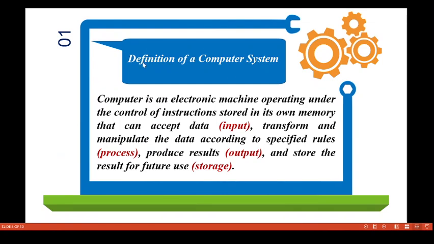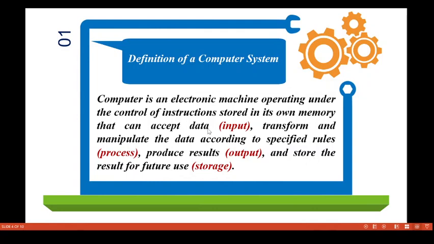The first item is the definition of a computer system. So what is a computer system? A computer is an electronic machine operating under the control of instructions stored in its own memory that can accept data as an input, transform and manipulate the data according to specified rules, that is processing, produce the result, that is output, and store the result for future use.